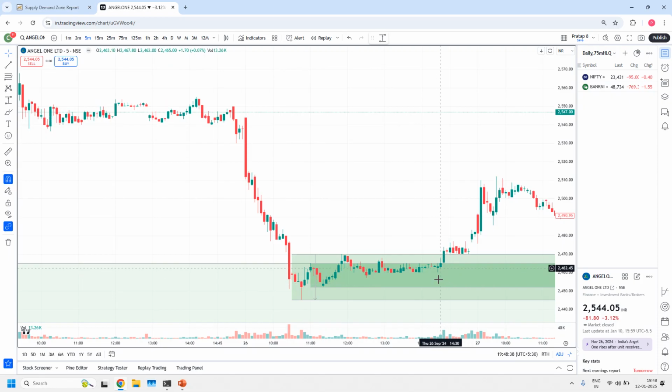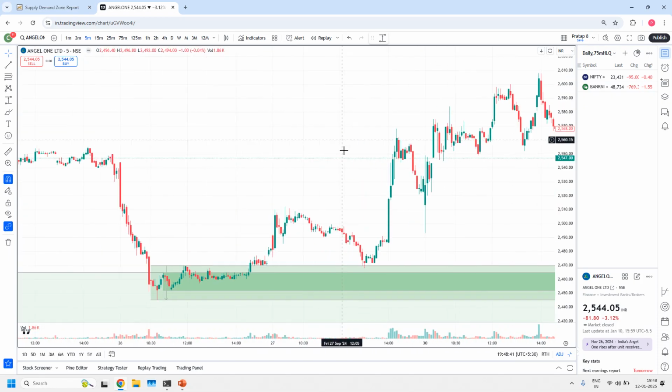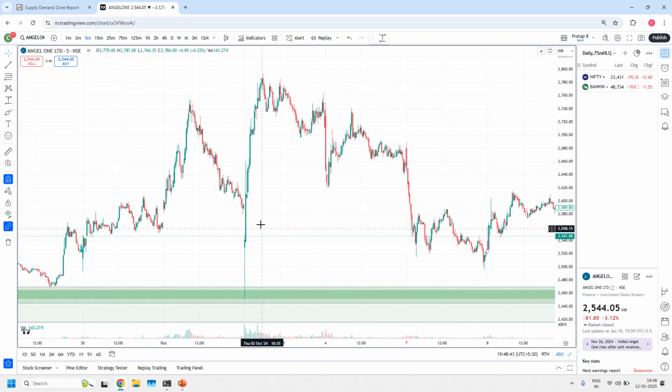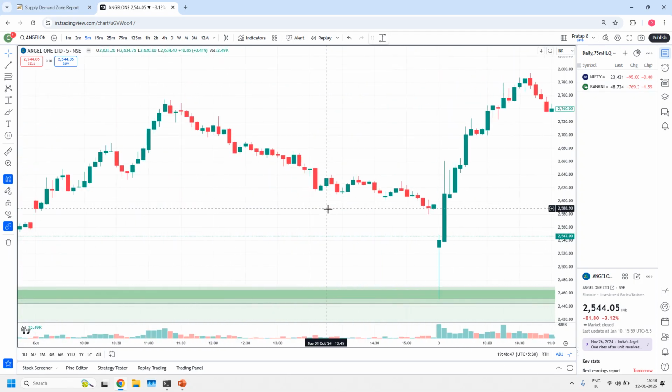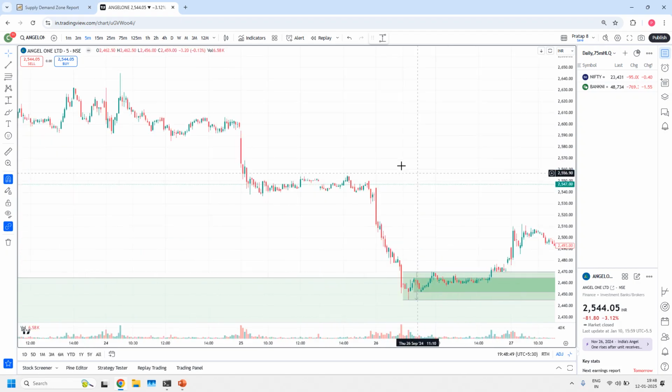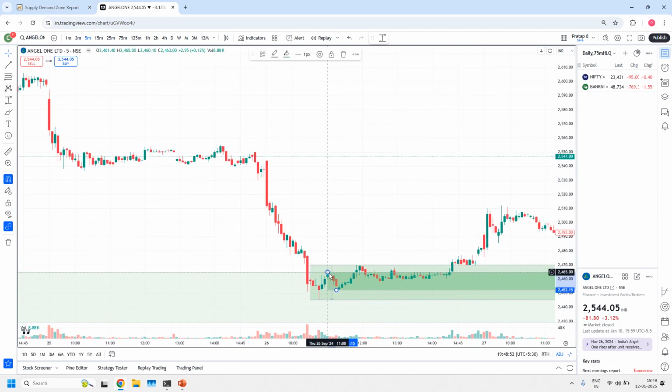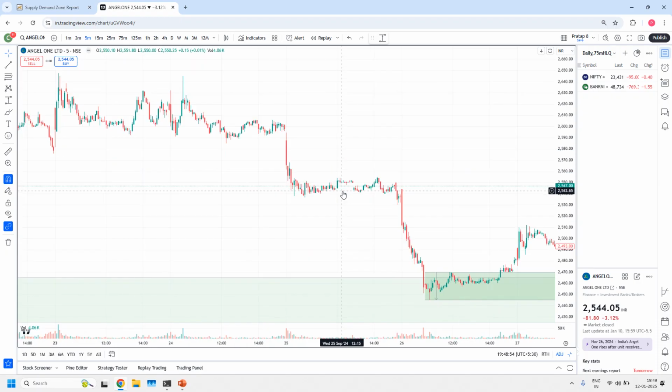Even this 15 minutes fine-tuned area, is that pierced or still active? That is also pierced. See here. The 15 minutes area is also pierced. So the 15 minute zone is also not valid. So I am removing even that.